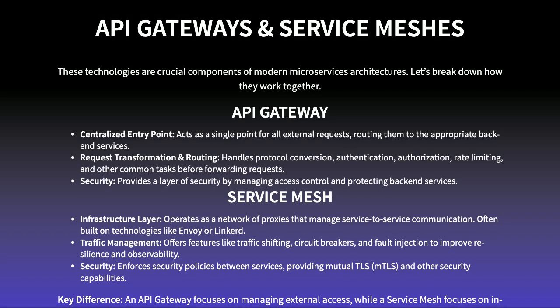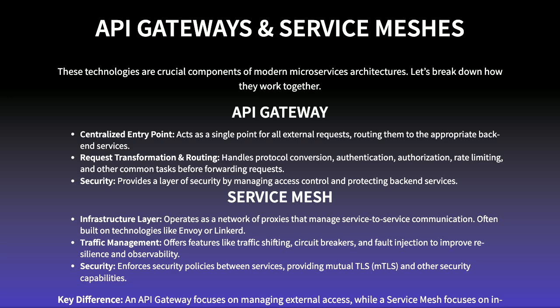Okay, let's talk about how API gateways and service meshes fit into the picture. Think of an API gateway as your front door for all incoming requests. It handles things like authentication, routing those requests to the right services, and even transforming data along the way. It's a central point of control for external users.